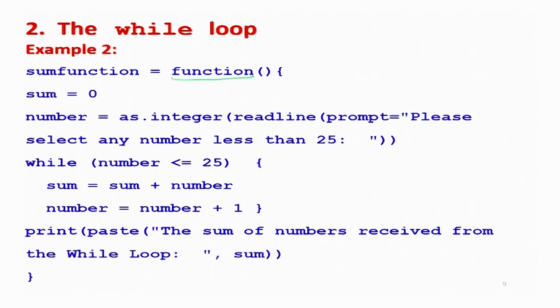So, what is my objective here? My objective is that I want to input a number, and this number has to be less than or equal to 25. Then, whatever number I enter, I want to find the sum of the numbers from 0 to that number. For example, if I enter 5, which is less than 25, I want to find the sum of 1, 2, 3, 4 and 5. So, how to do it?